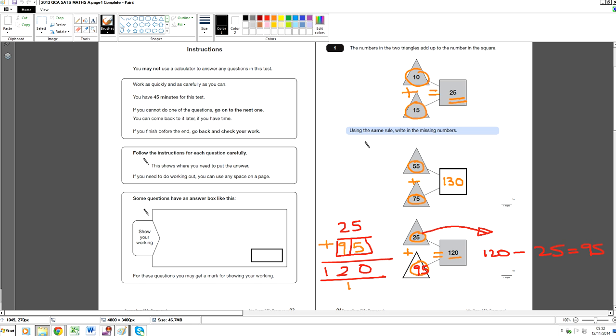the background. Number 1, the numbers in the two triangles add up to a number in the square. So the 10 add 15 is 25. Using the same rule, write in the missing numbers. So here we go. 55, add the 75, we just add them up. 50 and 70 is 120, add the 25 is 130.